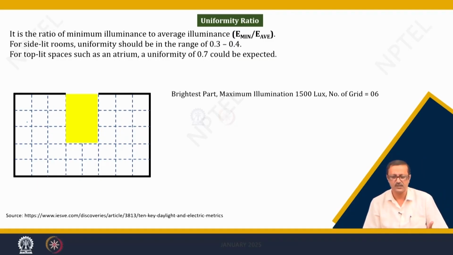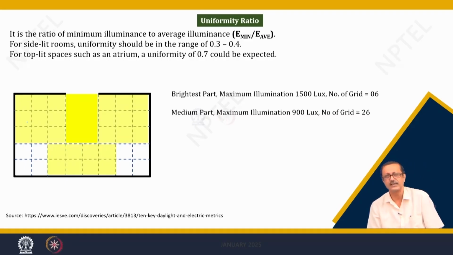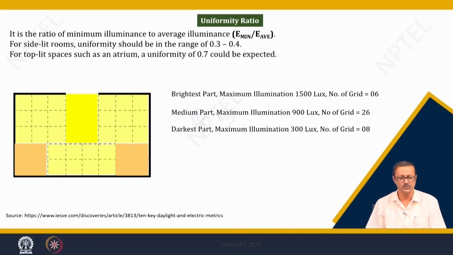The brightest part of the illumination, suppose this is the brightest part just next to the window, is almost 1500 lux, and the total number of grids is 6. There is a medium part of the illumination with 900 lux, and there are 26 grids under this. Under the lowest illumination, there are 8 grids at 300 lux, which is the darkest part of the room. In total, 6 plus 26 plus 8 should be 40.